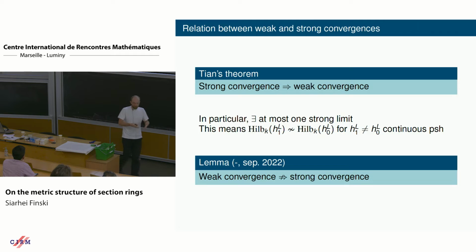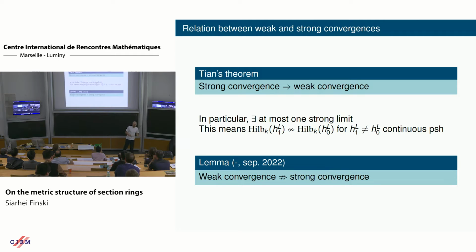And I'll just mention a simple lemma, which I proved by an explicit construction over the projective space, of a sequence of norms on projective space, showing that weak convergence in general doesn't imply strong convergence.